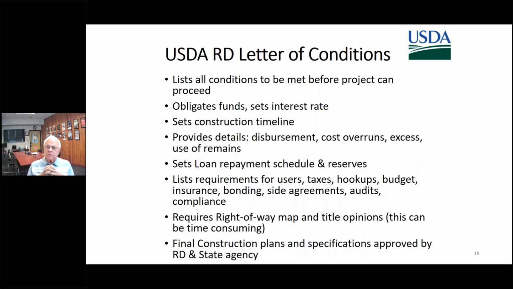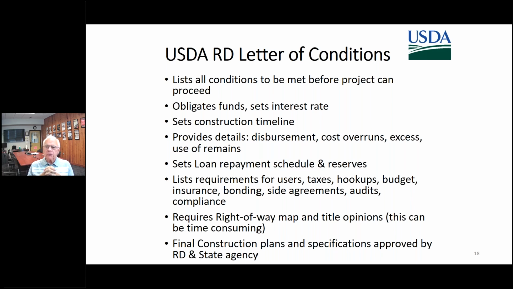This is an important slide. Rural Development Letter of Conditions. It lists all the conditions to be met before the project can proceed, and there will be several. It also obligates the funds and sets the interest rate. That letter comes out, your funds are obligated and your interest rate is set.